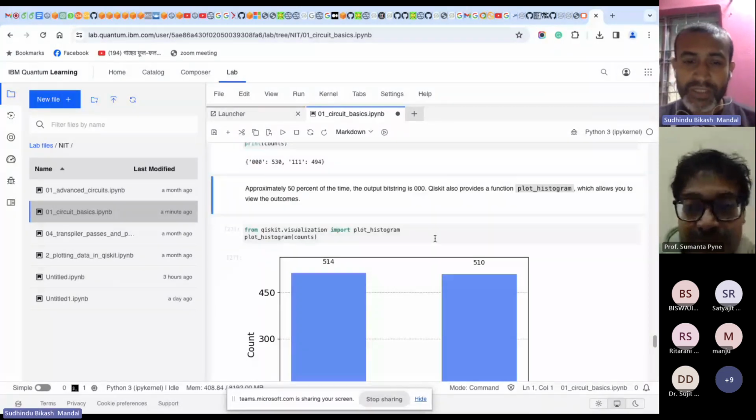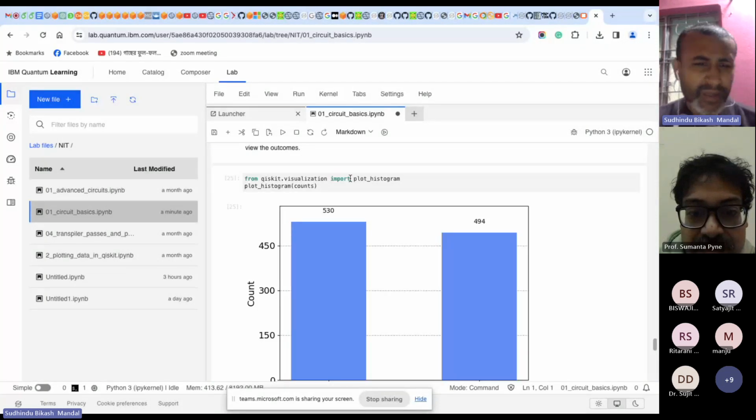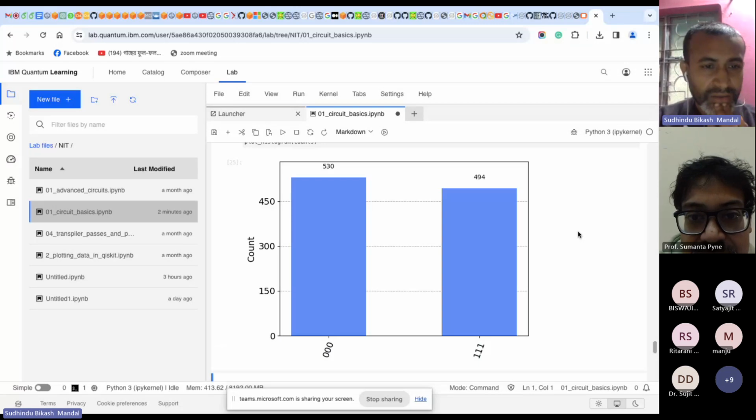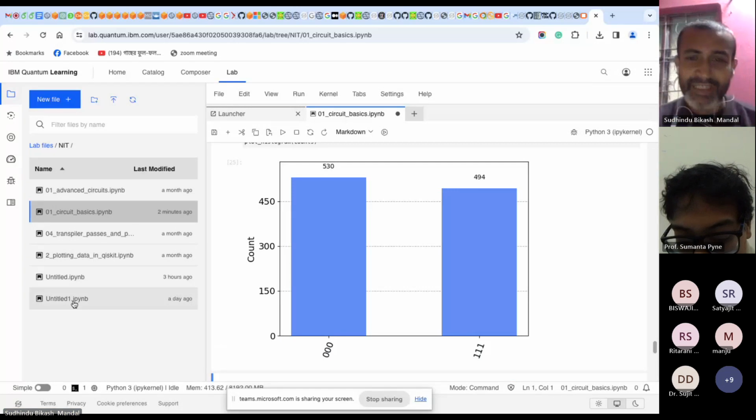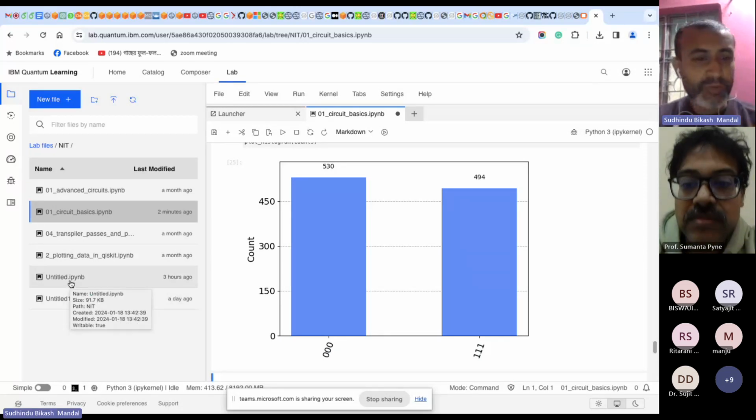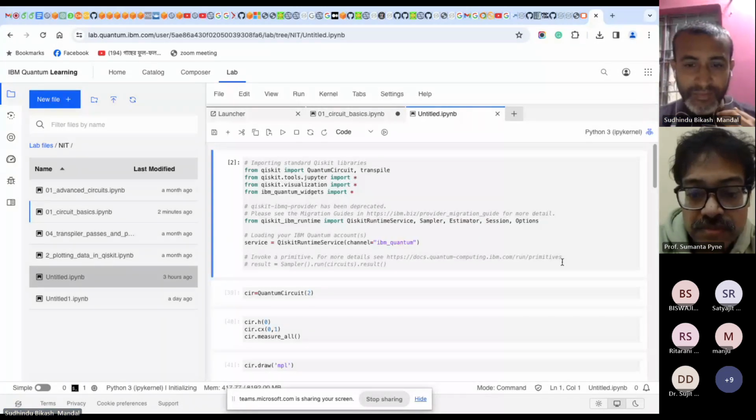Now if you want to plot this in a histogram, it will give you the histogram, and you don't have to remember where this plot histogram is. Actually, it is in the Qiskit visualization package. So this is the thing. I'll not go into the transpilation process. It will take another time. If you have 1 or 2 minutes, then I can show you another thing.